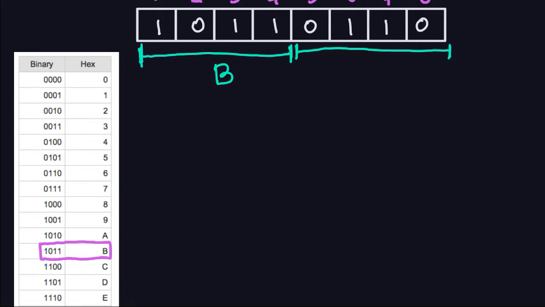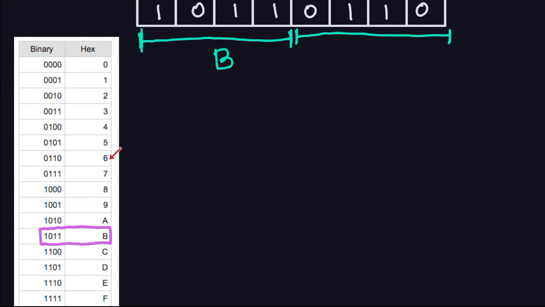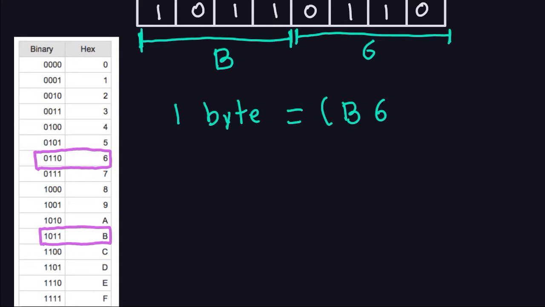Now the second half, which is the last 4 bits, is 0110. I do exactly the same thing. I look at the table and see where that one is. It is 0110. That is right here. I'm going to mark that down with color. 0110 is 6 in hexadecimal. So I'm going to write down 6 over here. So that's 6. So the byte that I have at the beginning is represented by B6 in hexadecimal.